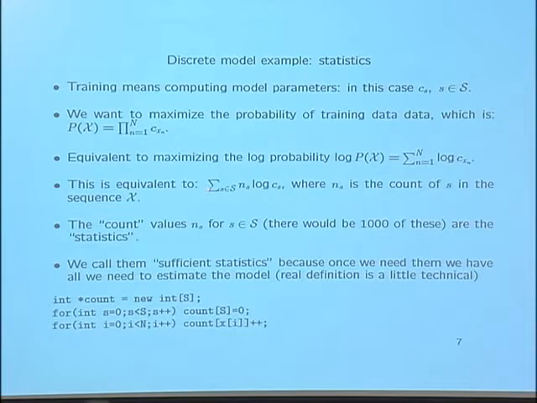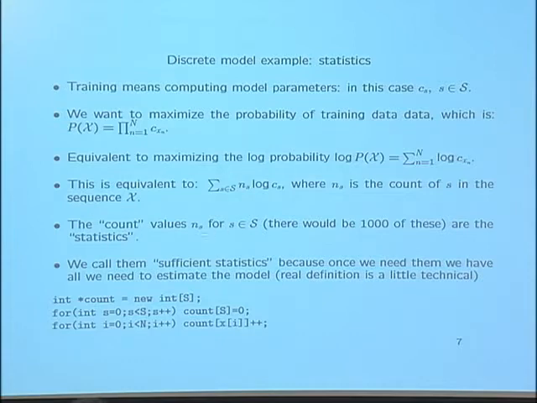This is equivalent to the sum of these values n sub s times log c sub s, where n sub s is the count of the value s in the data. So n sub s is just the number of times that value occurred. This is kind of obvious just from rearranging this to group the n's together.